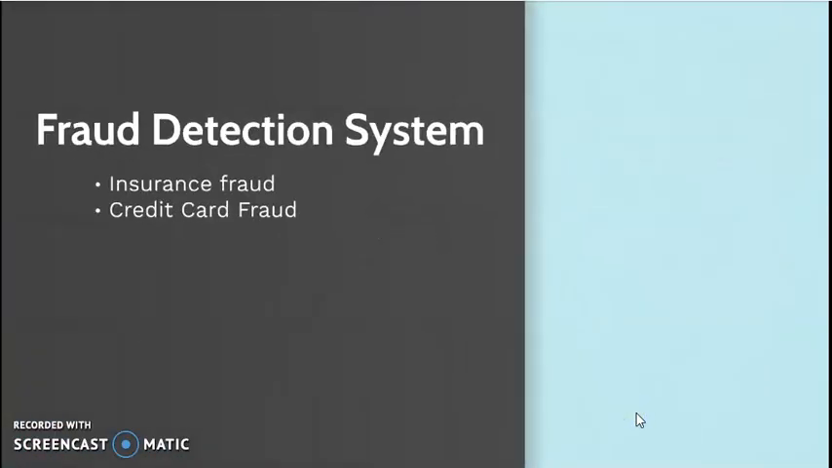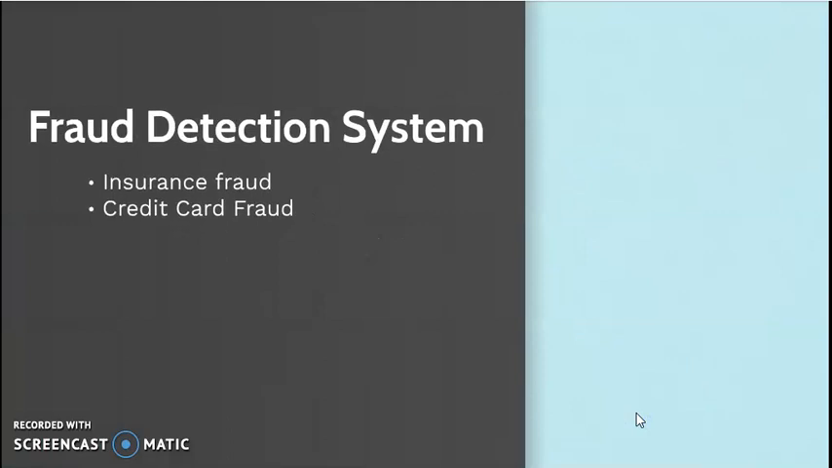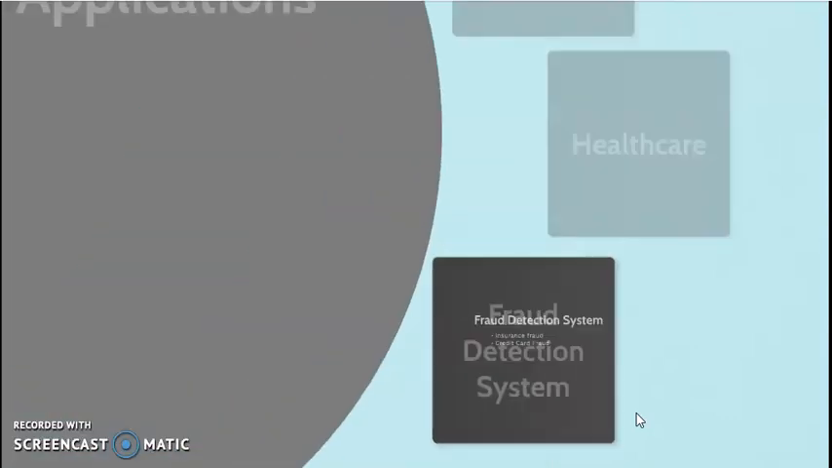Our next example is the fraud detection system. So what is a detection system? As the name implies, we are detecting or predicting or forecasting the fraud that could happen. So we could have loan defaulters, we could have insurance frauds, we could have credit card frauds in it.